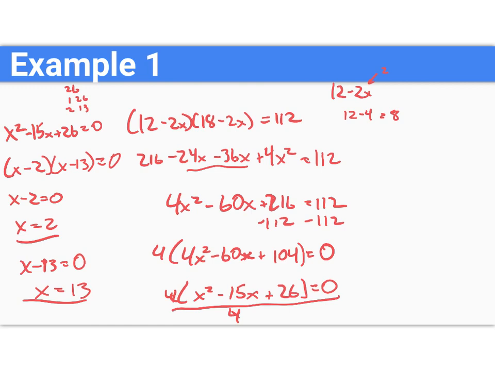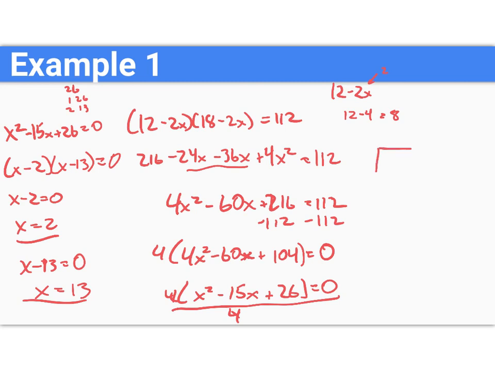12 minus 13 will make -1. Oh, it would be 2 times 13. That makes a negative number. That doesn't make much sense because you can't have a negative size flap. So I think 2 is the better number for this problem, and so that means that each x is 2 inches.